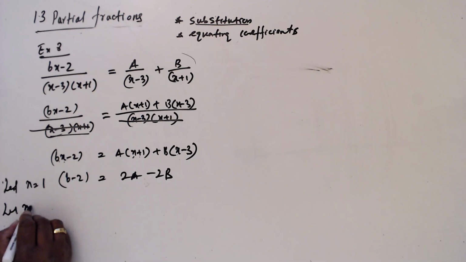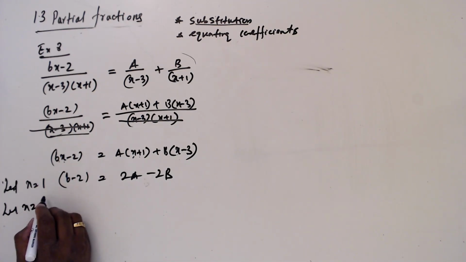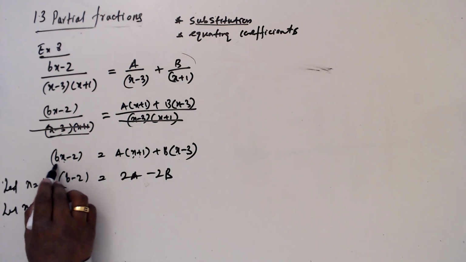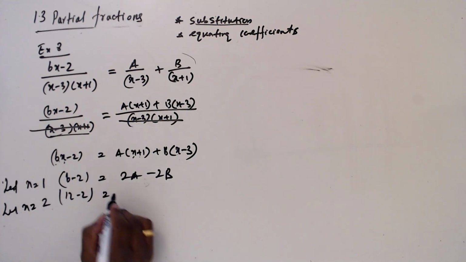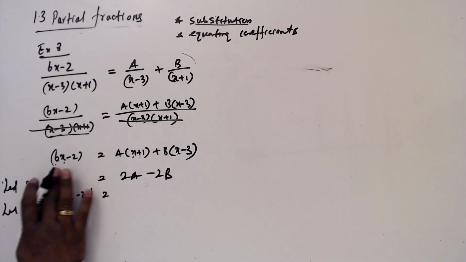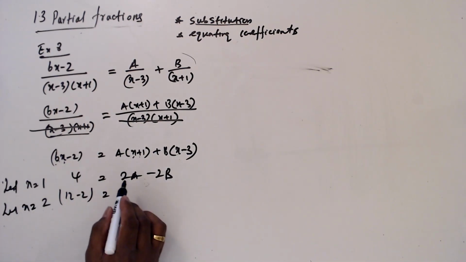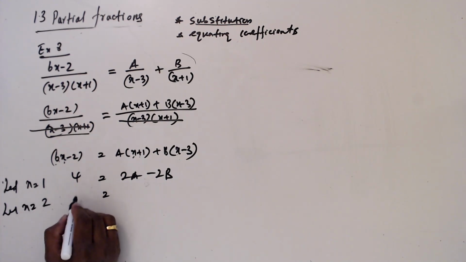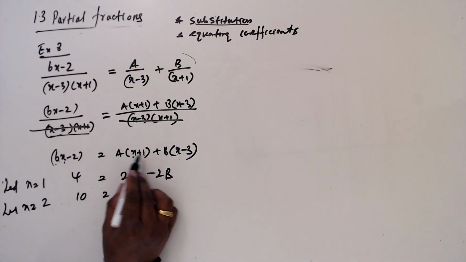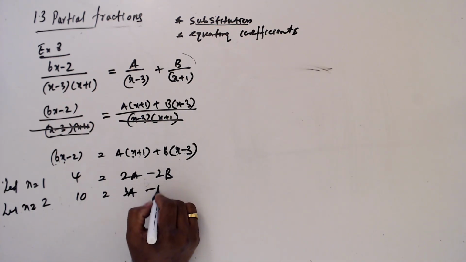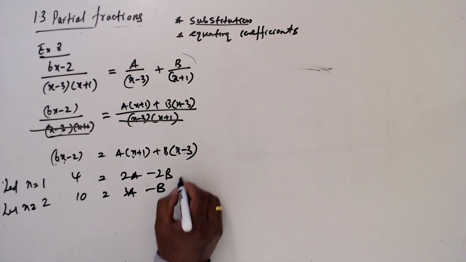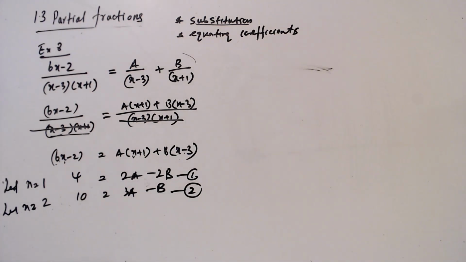And let x equal any other number, 2. So 2 times 6, 12 minus 2. So 6 minus 2 is 4, I'll write like this. Then 12 minus 2 is 10. And then 2 plus 1, 3, this is 3a. And 2 minus 3 is minus 1, minus 1b, which is minus b. Now these are two equations you have to solve simultaneously and find a and b.